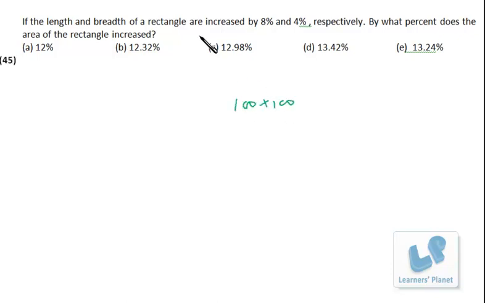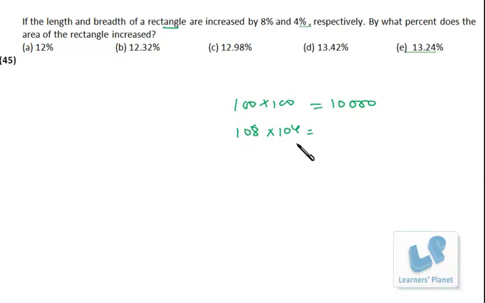So I just choose both as 100. Now, it's a rectangle, so length and breadth will be different, but in the calculation of percentage it doesn't make any difference. So you can choose both values as the same, and that will make the calculation simpler. Initially the area is 10,000, right? The length is increased by 8%, so the new length is this and the new width is this. Now we have to find out the new area.